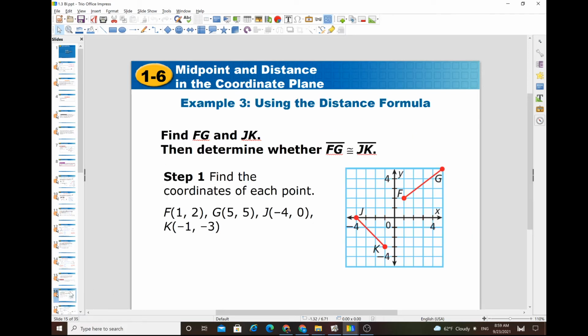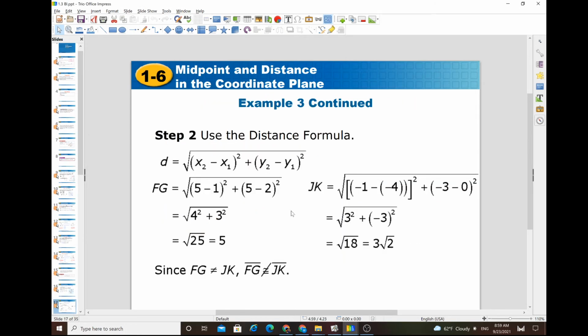Now let's do one example like this. Let's say you want to find the distance between 2 points, the line segment. We have F (1, 2), G (5, 5), J (-4, 0), K (-1, -3). Basically find the distance using the distance formula by plugging in numbers: x2 minus x1, so 5 minus 1, quantity squared, plus y2 minus y1, 5 minus 2, quantity squared. The rest you just need to evaluate algebraically.